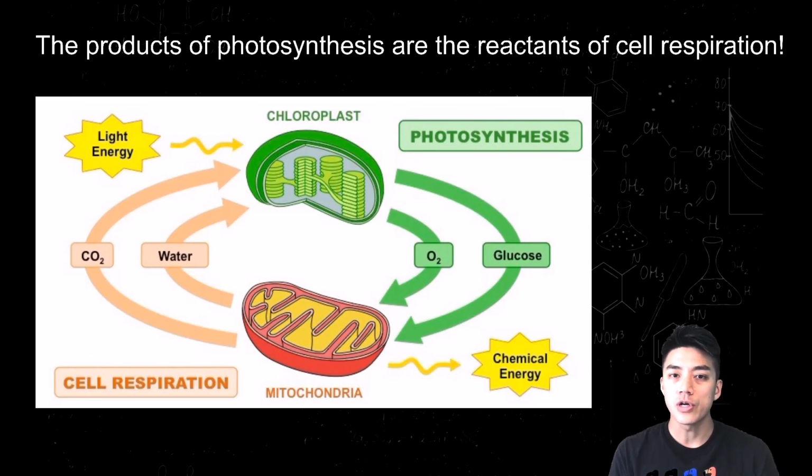So to give you a summary of photosynthesis, carbon dioxide, water, and sunlight enter the chloroplast, where they're changed into glucose and oxygen. You're going to see in my next video on cell respiration how it's the exact opposite of photosynthesis. So animal cells will use glucose and oxygen to produce chemical energy, and in the process of doing so, they'll release water and carbon dioxide. The products of photosynthesis are the reactants of cell respiration.